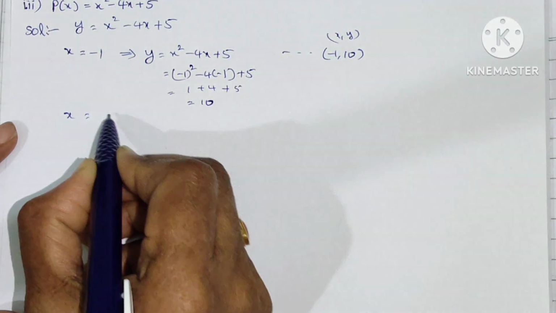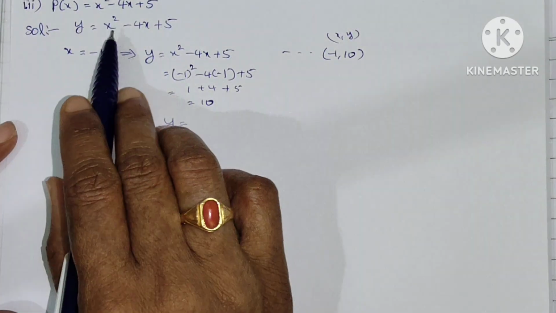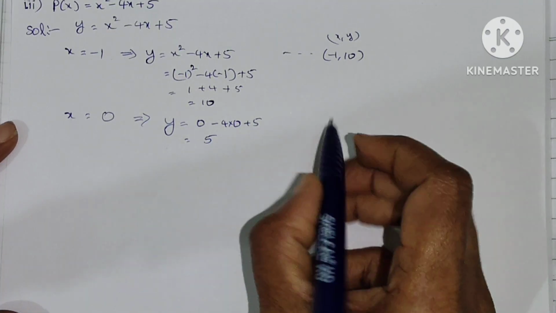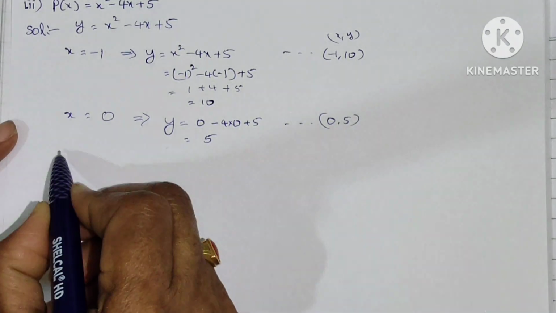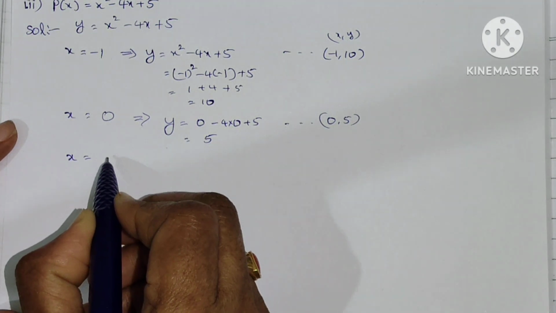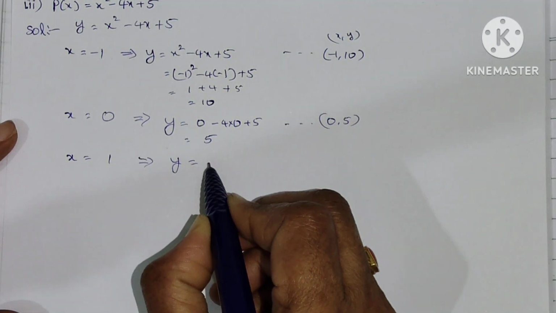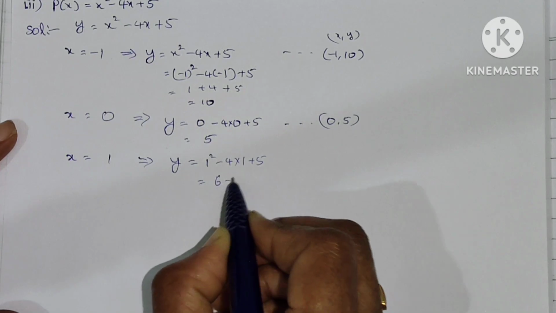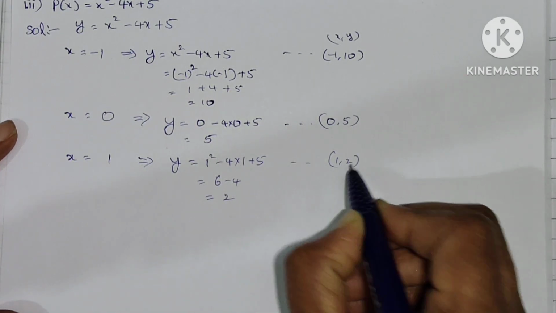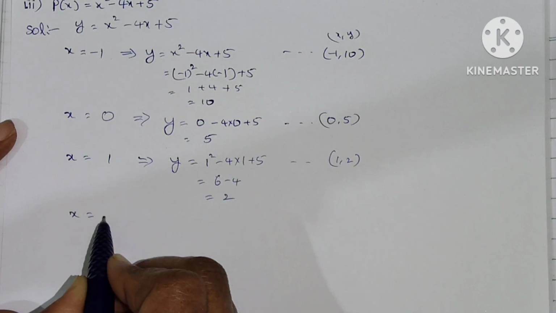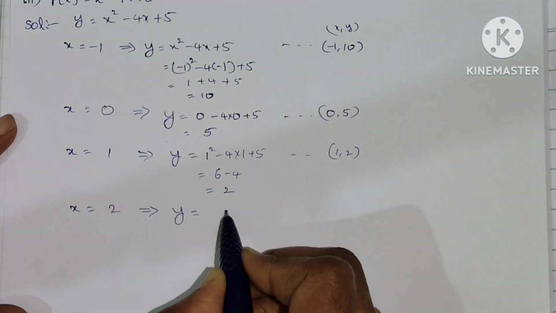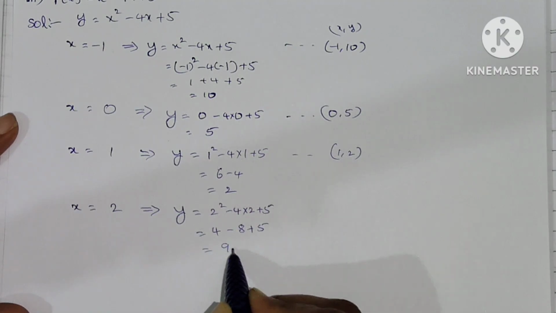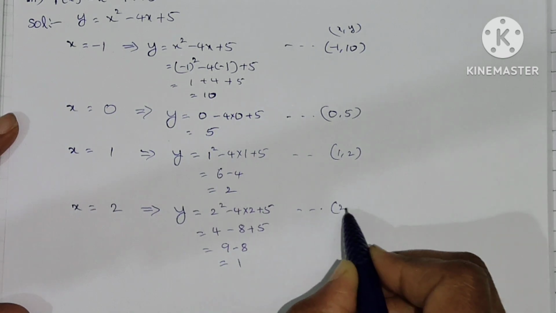Next we take x equal to 0. X equal to 0 means y equal to 0 minus 4 into 0 plus 5. So plus 5. Here the point is 0 comma 5. Next x equal to 1. y equal to 1 square minus 4 into 1 plus 5. So 1 plus 5, 6 minus 4 equal to 2. So 1 comma 2 is the answer. Next x equal to 2. y equal to 2 square minus 4 into 2 plus 5. So 4 minus 8 plus 5. So 9 minus 8 equal to 1. So 2 comma 1 is the point.